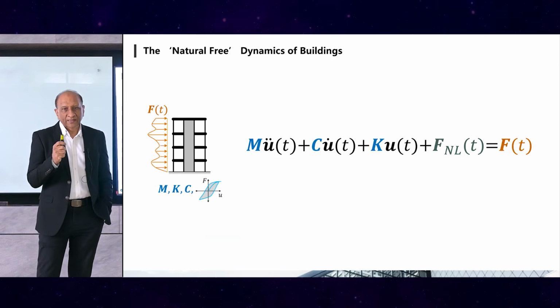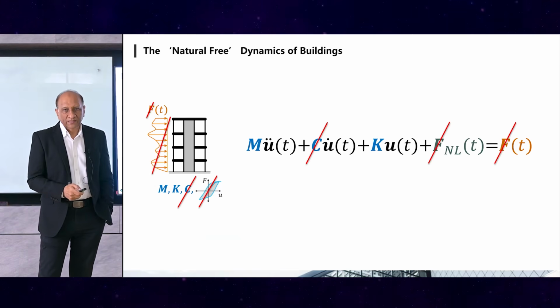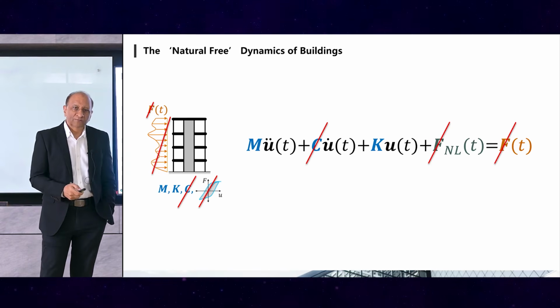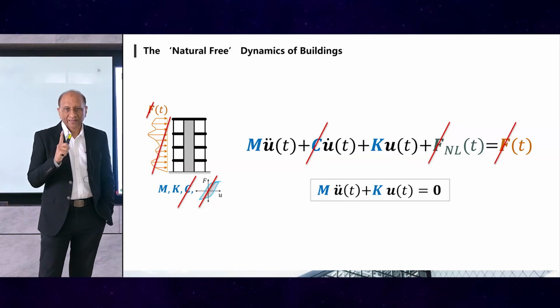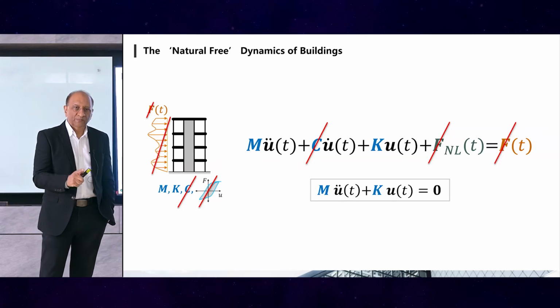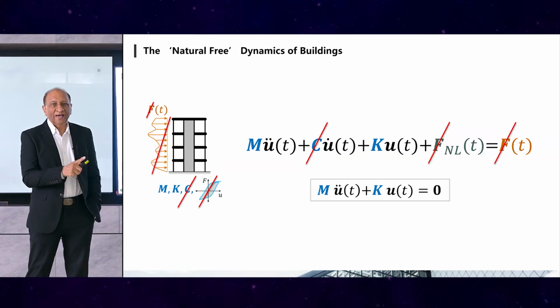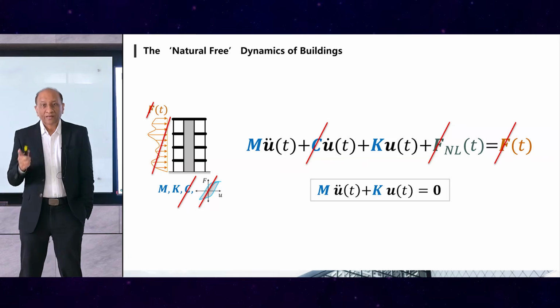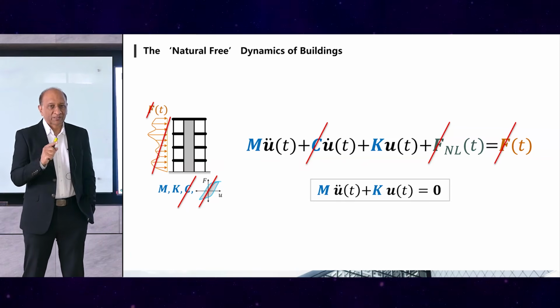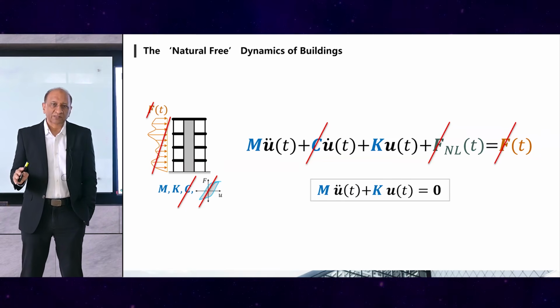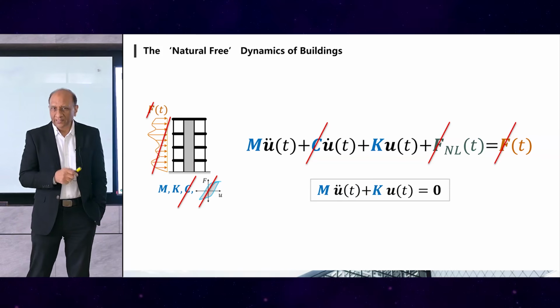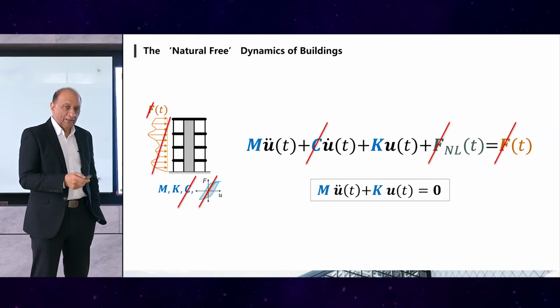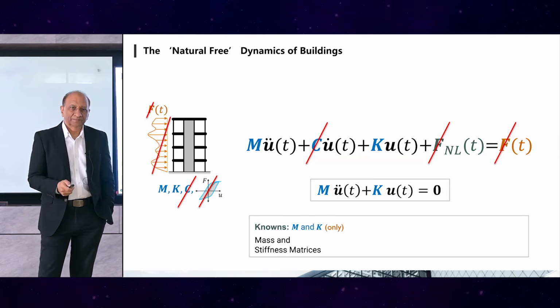So modal response is that you have none of these. You have no nonlinearity, you have no external force, and you have no damping. And you are left with just only mass and stiffness and displacements and acceleration. So the second derivative of displacement, stiffness, and mass is the only thing left, equal to 0, which basically means it's a natural structure standing by itself, not being disturbed by anybody, made from ideal materials with no damping. So that's the situation that we are in right now. So let's see how we can solve this.